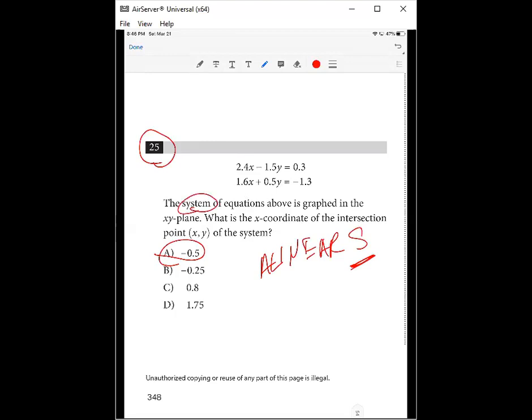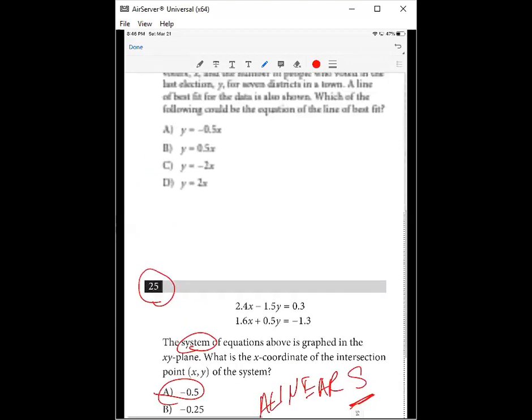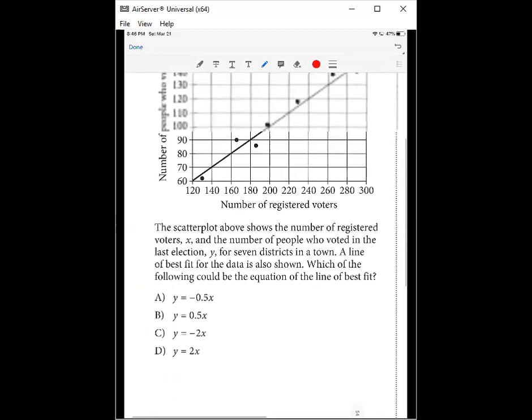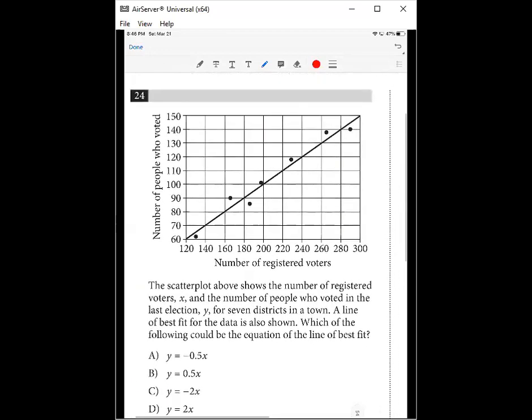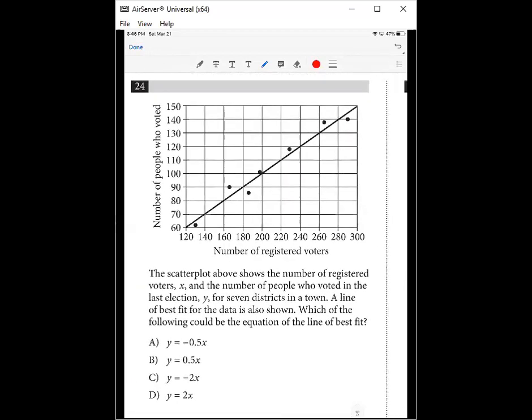All right, now, as it so happens, on this very same practice test, the question right above it is also a question that you can use the ALINEAR program on. So I decided I'll go ahead and show you that too. What you're given here is a scatter plot, and you're given a line of best fit.